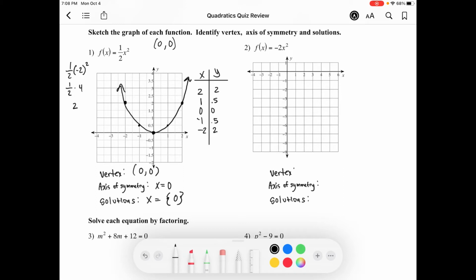So I hope that made sense. Go ahead and try number 2 now. I'm going to move on to the next section. I'm going to do another graphing at the end because the last 2 questions on this quiz are also graphing.